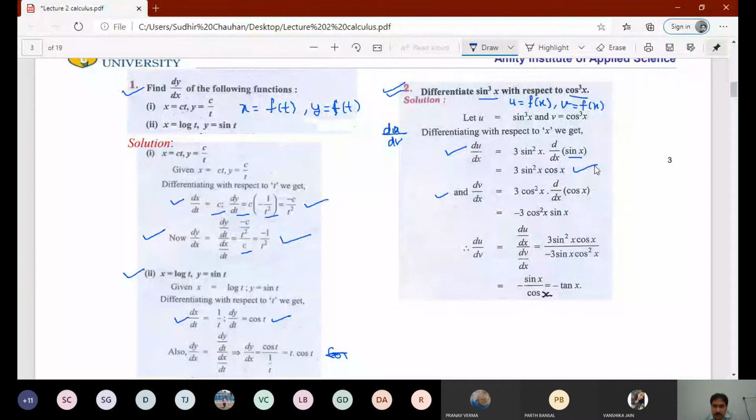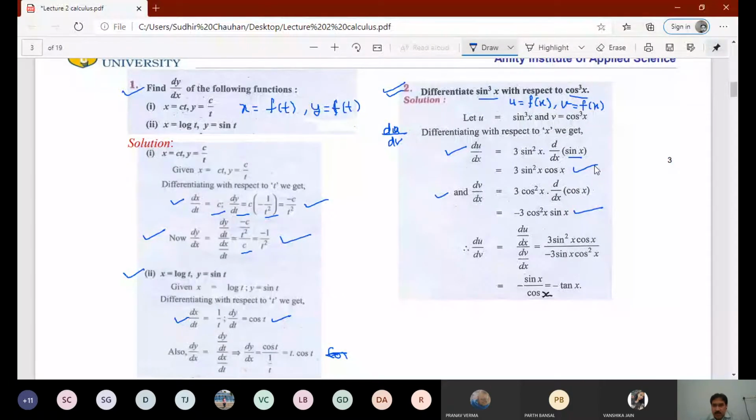Now again we find the differential coefficient of v with respect to x, and v is cos cube x, so it is 3 cos square x, and then the differential coefficient of cos x, that is minus sin x. So we get dv by dx is minus 3 cos square x sin x.